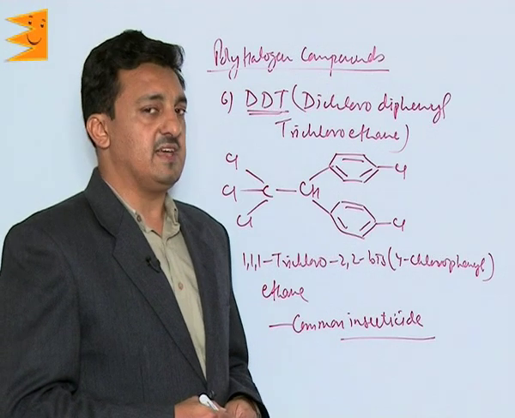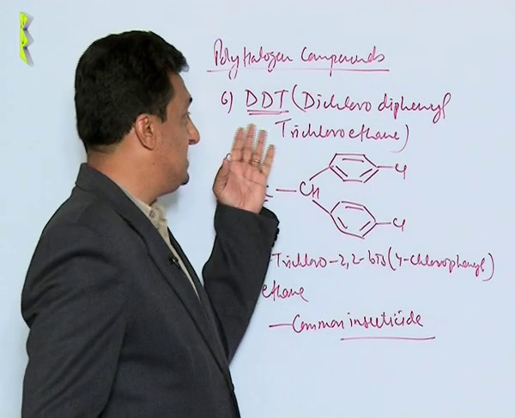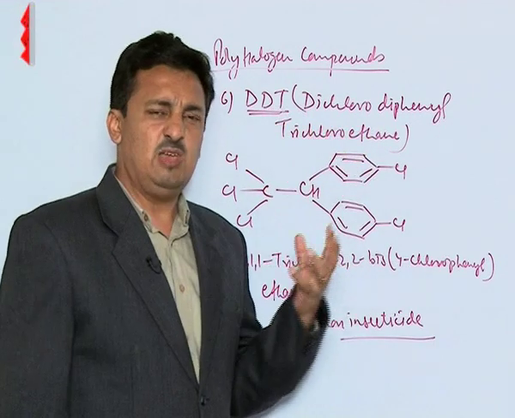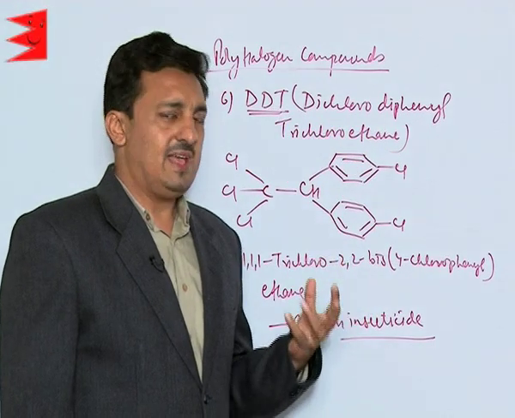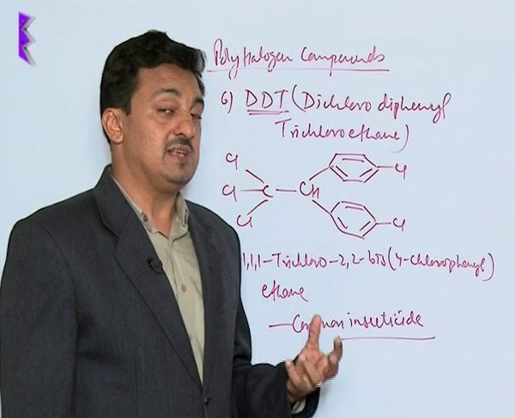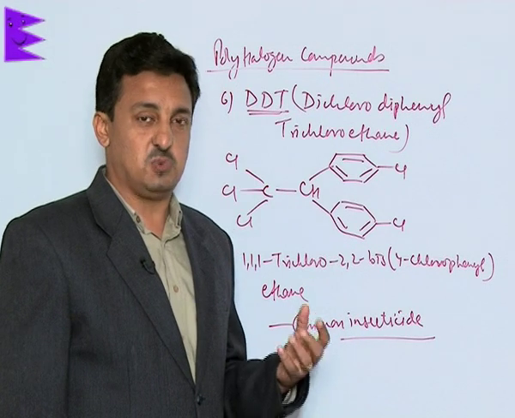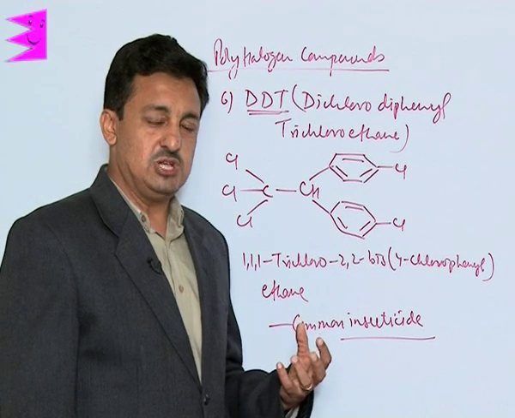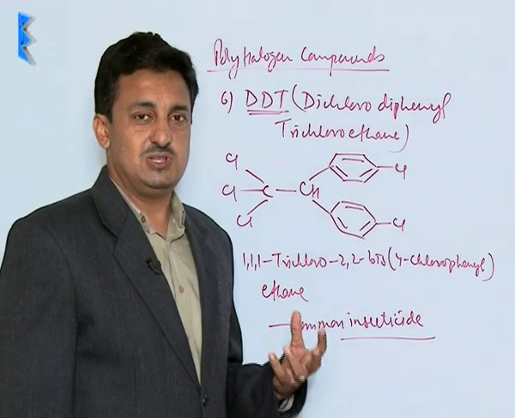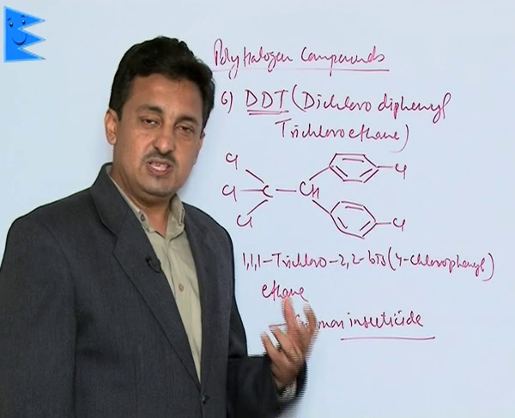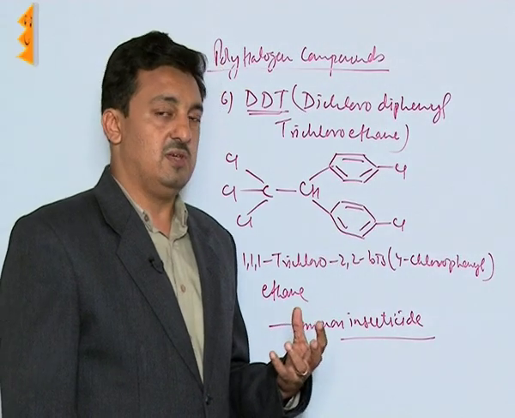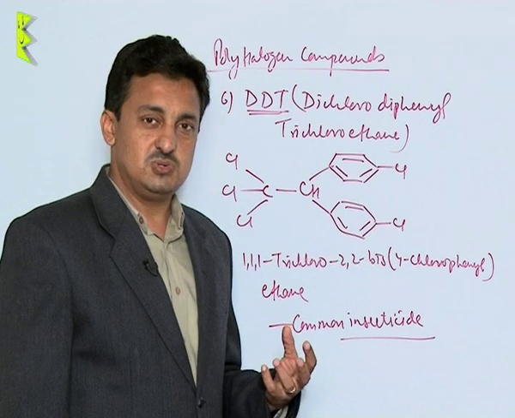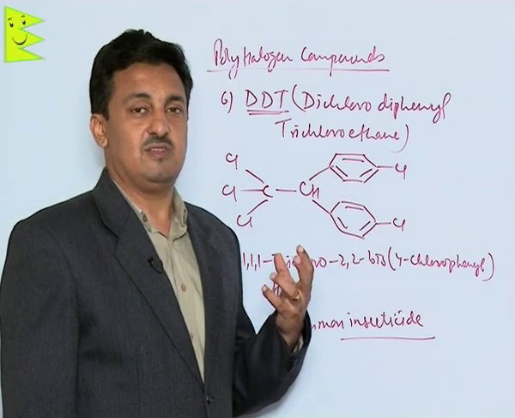The next in the category of polyhalogen compounds is DDT, also called dichloro-diphenyl trichloroethane, a very commonly used insecticide. But nowadays it is universally banned because of its non-biodegradable nature, and its accumulation in fatty tissues leads to a very serious problem: cancer. It is carcinogenic in nature and accumulates in the fatty tissues. That is why it is nowadays universally banned.